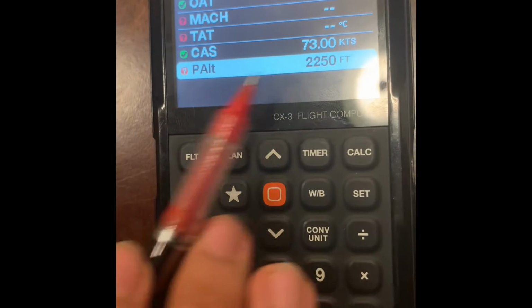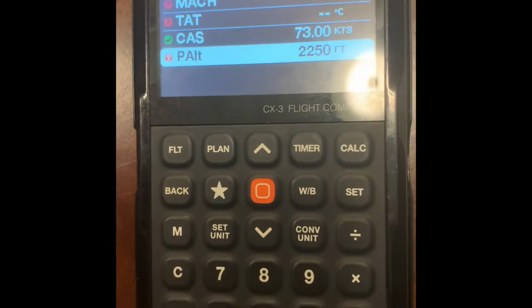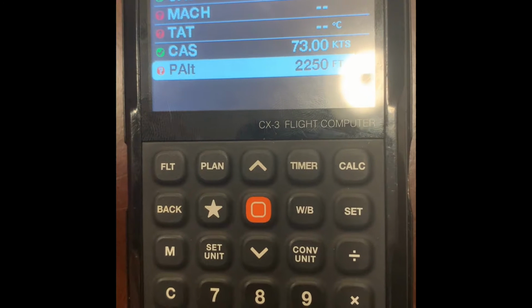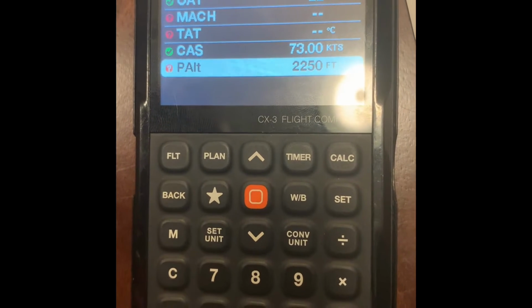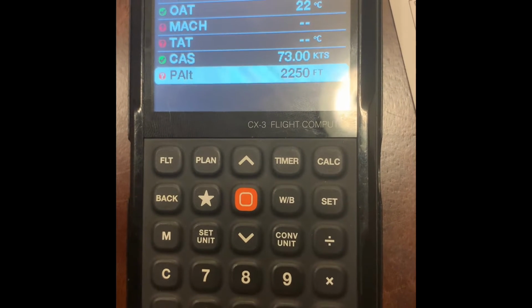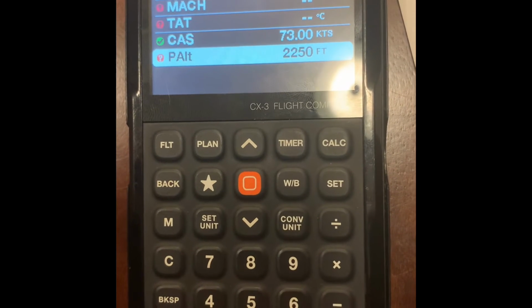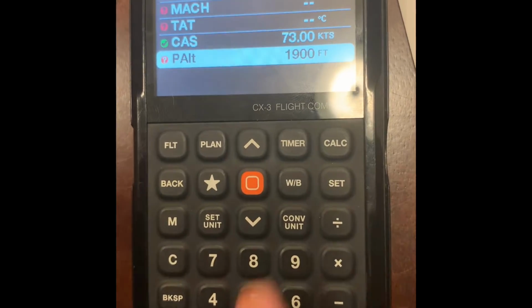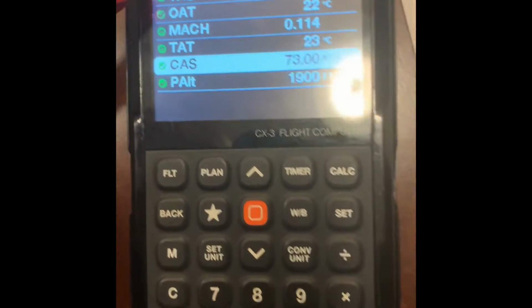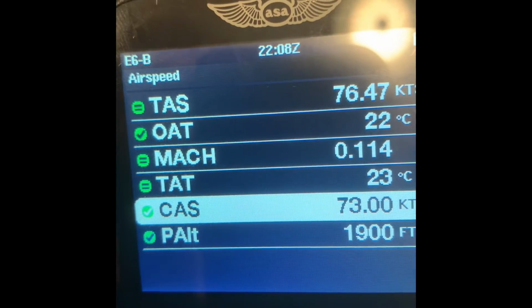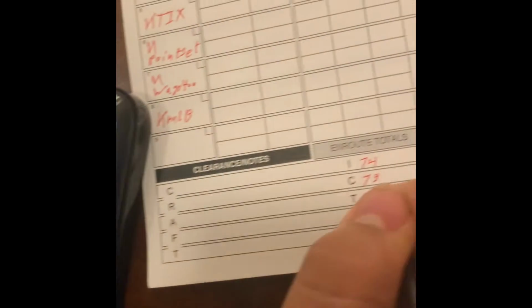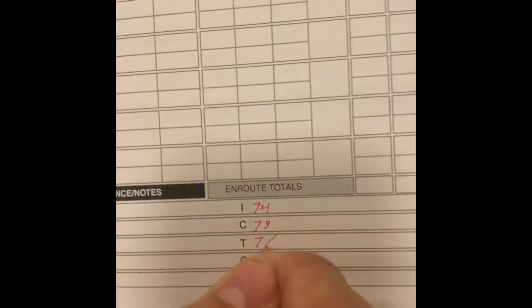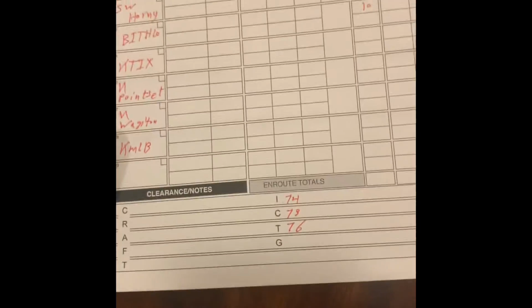Okay, then we're gonna go here to calibrated airspeed, which we got here from the performance chart, and it's 73. And pressure altitude, I always pick, like if we fly at 4,000, pick a half because we're gonna be in the middle of the climb. So it's about 3,500, so we're gonna put about 1,900. And boom, we got our true airspeed, 76.47. We can say it's about 76. I always like to round up. 76 on the true airspeed.